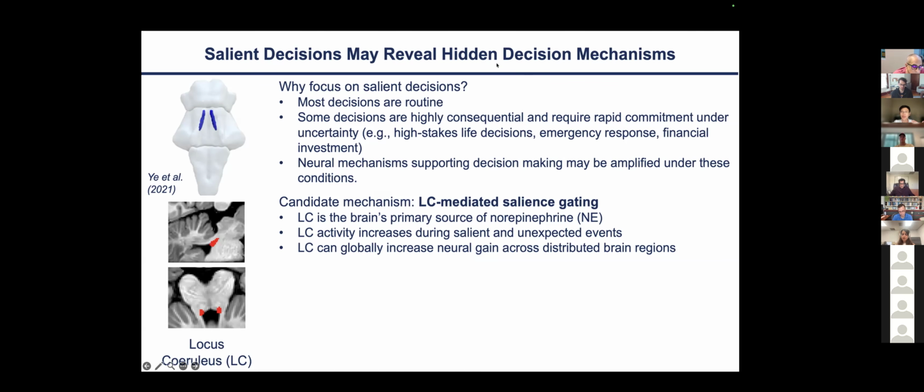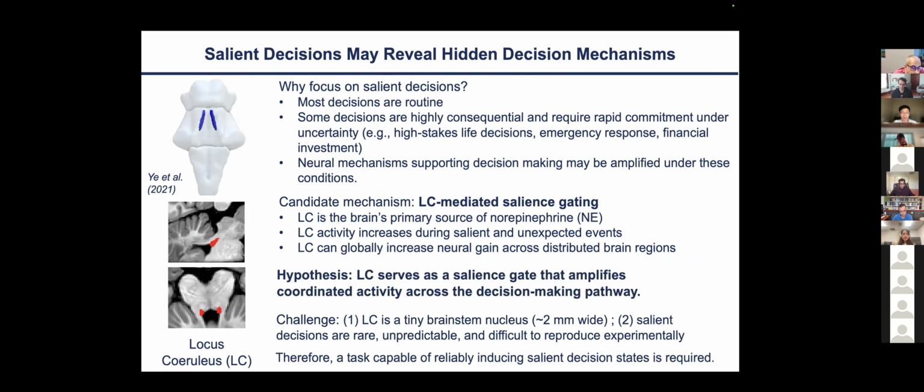So we think during a salient decision, this region will be strongly involved, acting as a gate into the decision-making pathway, and it can globally increase the neural gain across distributed brain regions. For the salient decision, basically it can modulate and amplify the decision-making pathway. Given this knowledge, we hypothesize the LC will serve as a salience gate to amplify the pathway, but also amplify the coordinated activity across the decision-making pathway.